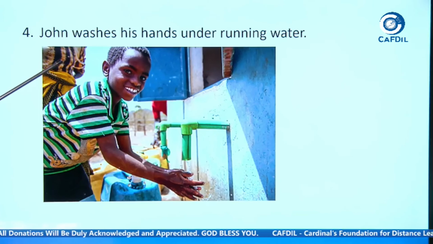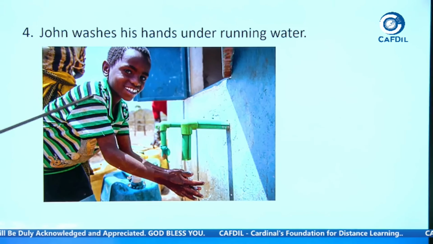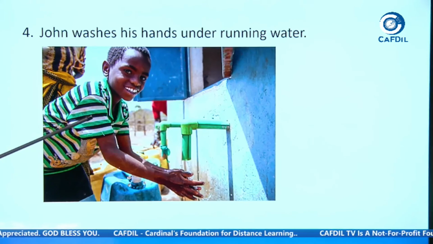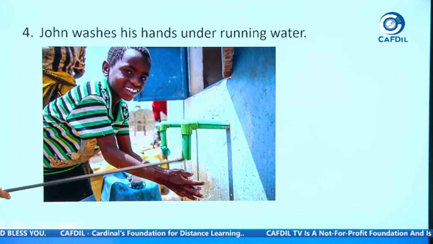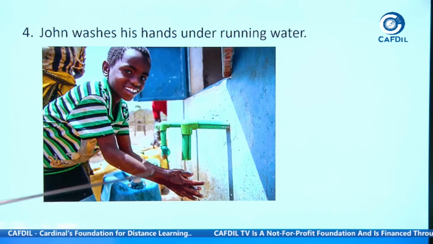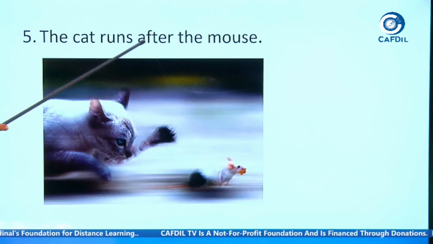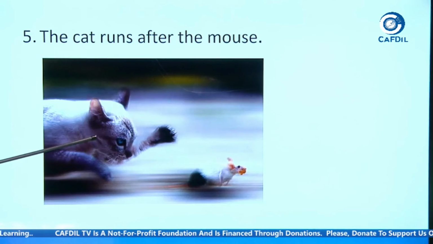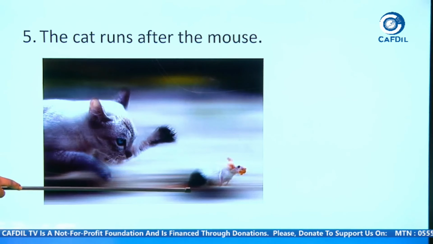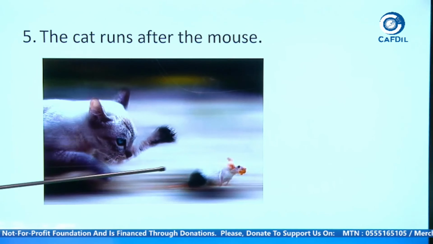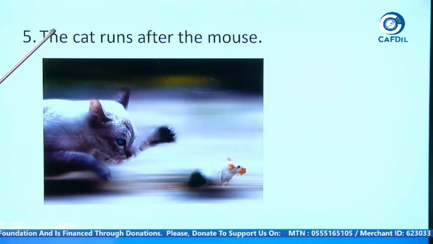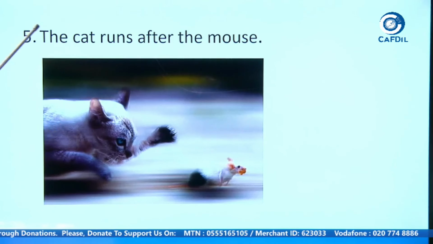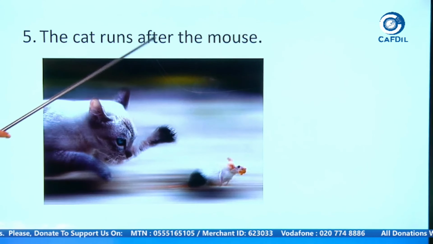Can we look at the sentence again? John washes his hands under running water. The cat runs after the mouse. Can you see the mouse? And can you see the cat? The cat is running after the mouse. So the cat runs after the mouse.